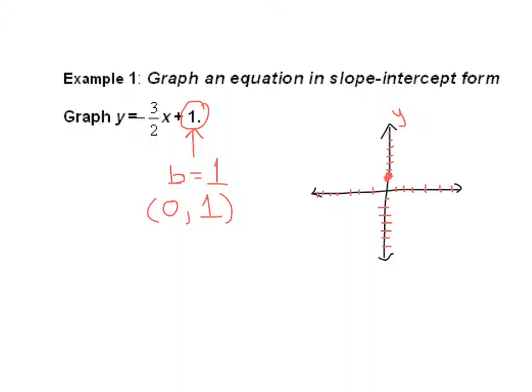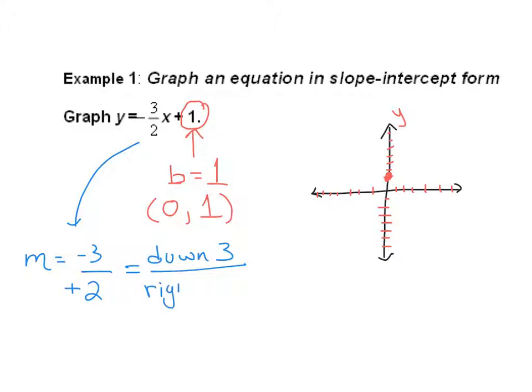Step 3, we're going to identify our slope. And I always like to count it off as a rise to run. So I see here my slope is negative 3 over 2. So if I use my definition of rise to run, a rise of negative 3 is actually down 3 units. And since this is a positive 2, I'm going to move to the right 2 units.